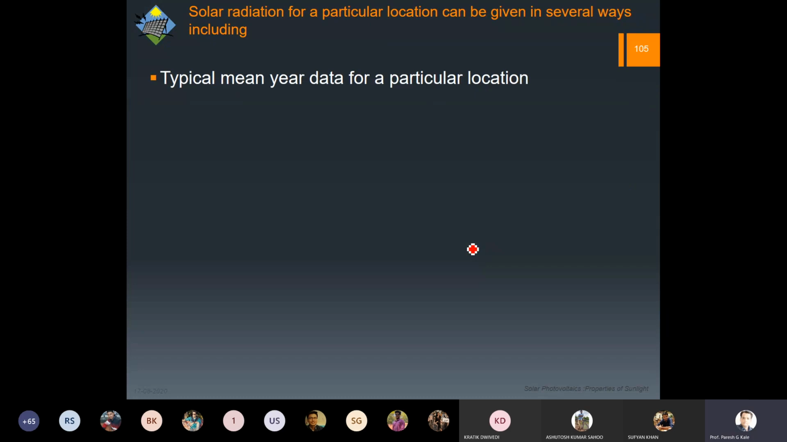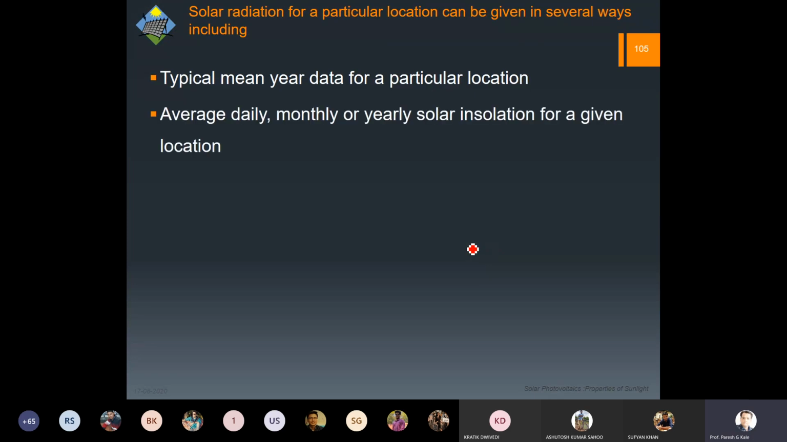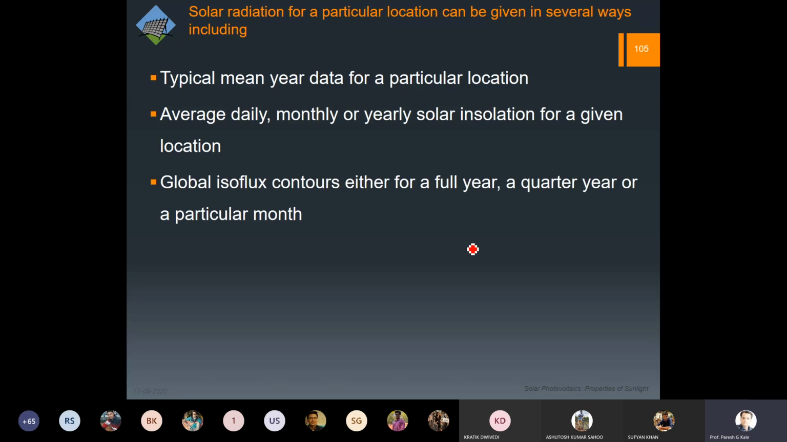So solar radiation for a particular location, as I've said, can be given by either daily or monthly or even the yearly average, depending upon how you are designing the system. So these data are already available. They are available in various manners. Either you can have the isoflux contour. Isoflux means flux is the intensity, and iso means for the same flux. We are getting these contours.